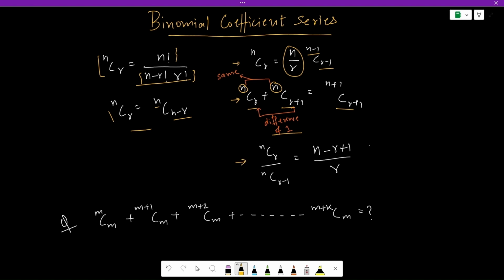The fourth property is NCR divided by NC(r minus 1). Here also the superscript is same and the denominator is 1 less than the numerator part, and this is equal to (n minus r plus 1) by r. Now let's see some questions based on these properties.